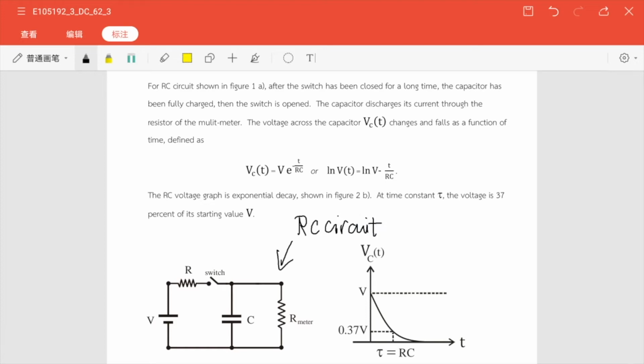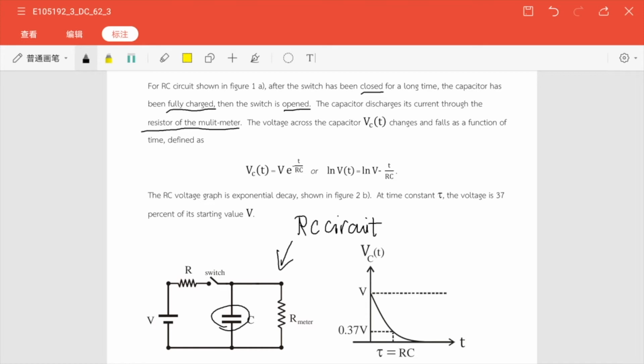For the RC circuit shown in figure 1A, after the switch has been closed for a long time, the capacitor has been fully charged. So when we close the switch, this circuit is connected, and the current flows in this direction and charges the capacitor. Then the switch is opened. The capacitor discharges its current through the resistor of the multimeter. So when we open the switch, there will be another circuit.